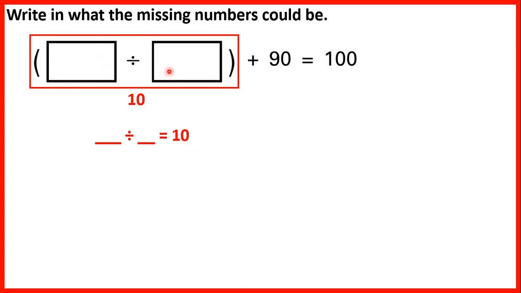So there are lots of possible solutions here. We could have 20 divided by 2, or 30 divided by 3 makes 10 as well, and then 10 plus 90 is 100. We could have 40 divided by 4, 50 divided by 5, and so on.